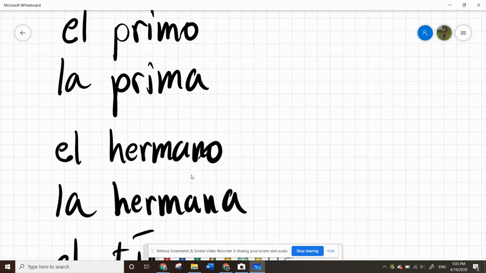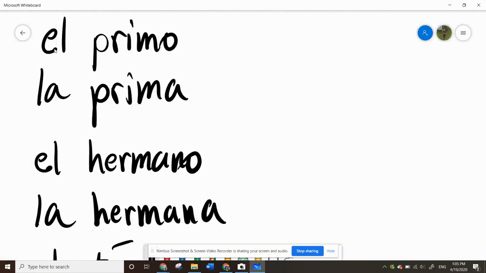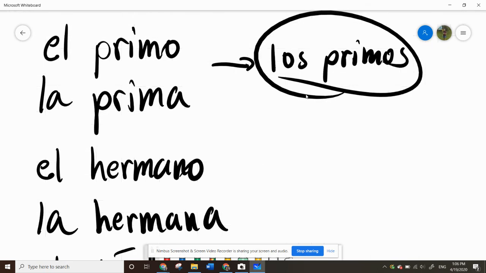So there are a lot of words on your vocab sheet that are like this. So like, for example, the word for cousin. This is boy cousin. This is girl cousin, el primo, la prima. But if you just want to talk about your cousins in general, you can just say los primos. And this includes all of them. So if you want to talk about your 7 cousins, you can say, yo tengo 7 primos, right? If you have all girl cousins, then you could say, yo tengo 7 primas. But if it's a mixed group, you're going to use that OS still.